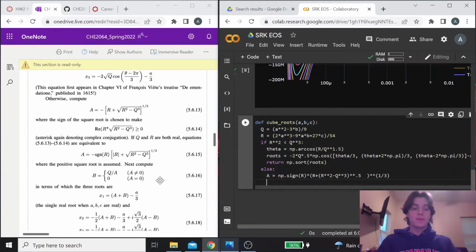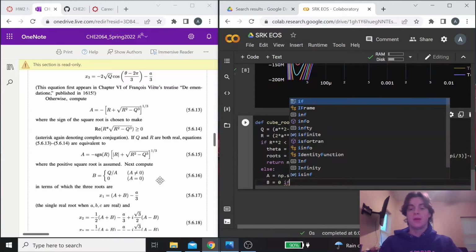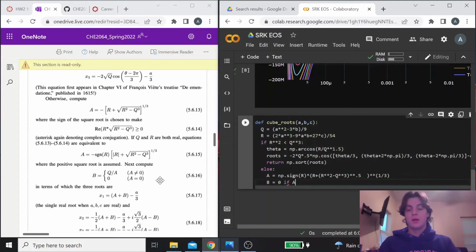And now, if a is equal to 0, then b will also be equal to 0. And if a is not equal to 0, b is calculated using q over a. So we're going to code this using a ternary if. It's kind of like a shorthand if, and it allows us to write this all in one line. So b will be equal to 0 if a equals 0, else it will be q over a.